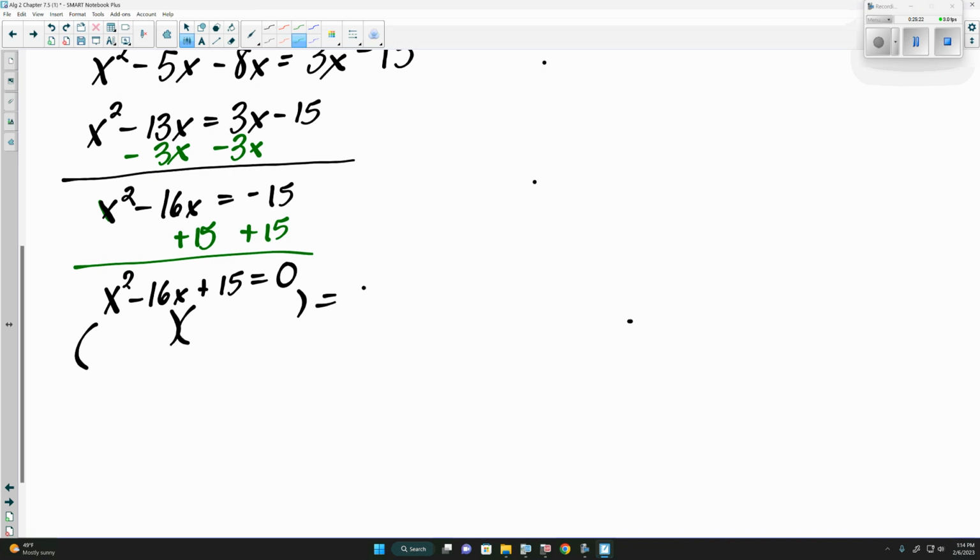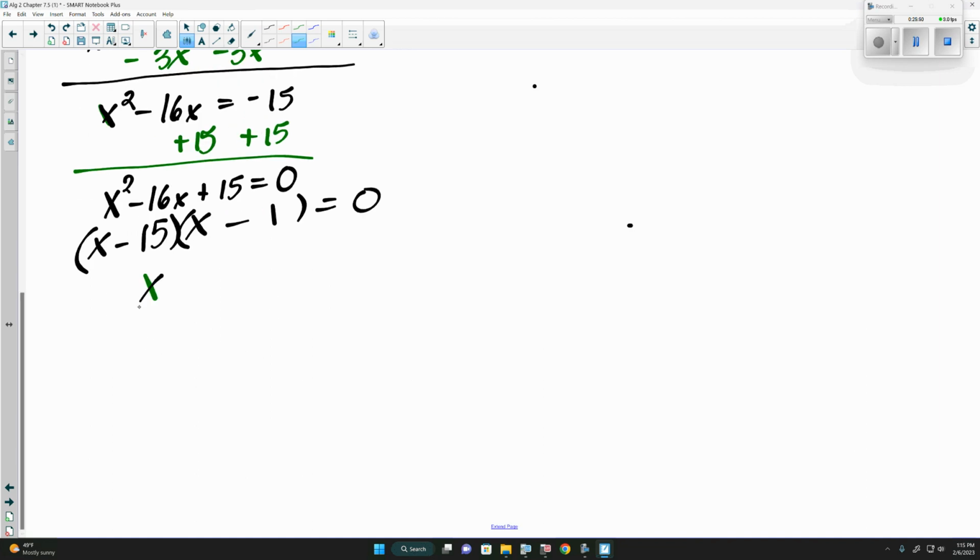We can go on and factor. Since there's no greatest common factor to factor out, we don't have to worry about it. So we can do our 2 sets of parentheses with 3 spaces. Since the 15 is positive, the signs are the same, and they match the sign of the middle term, which is negative. Factors of x squared are x and x. And the factors of 15 that we want are 15 and 1.